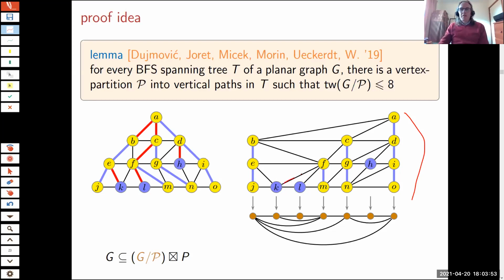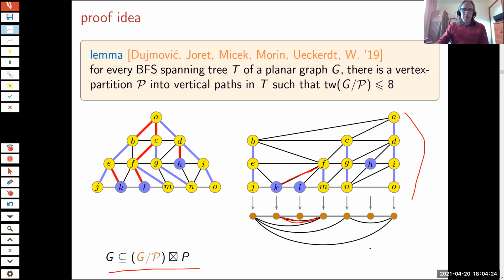And take any edge such as KF, well, KF has to project down to this edge in the brown graph. And that's basically the definition of a strong product. So this says then that the original graph G is a subgraph of the brown graph times a path, but this brown graph, G contract P, has tree width at most 8. So these are the main ideas of the proof of the product structure theorem for planar graphs.